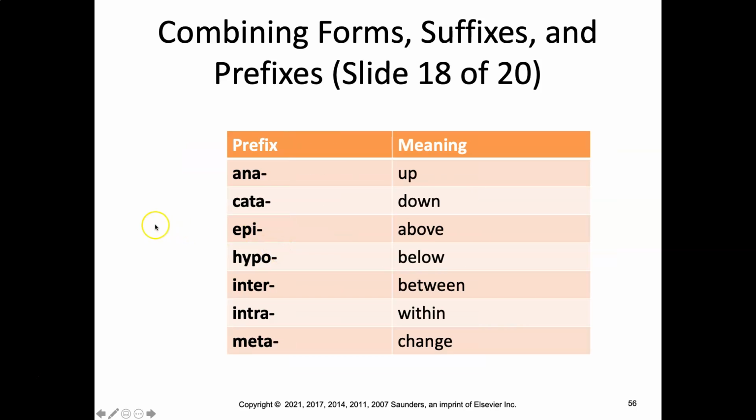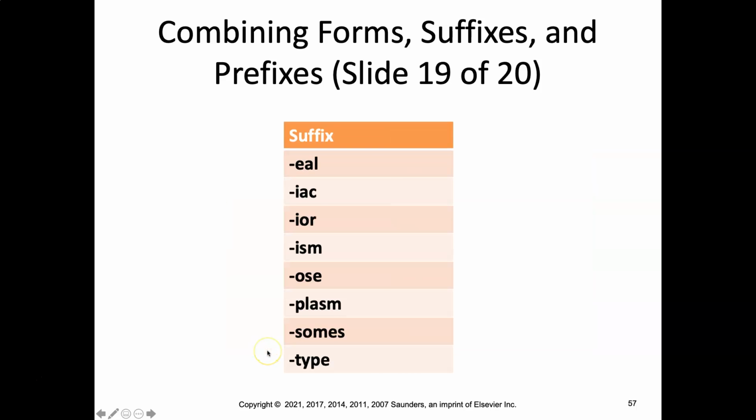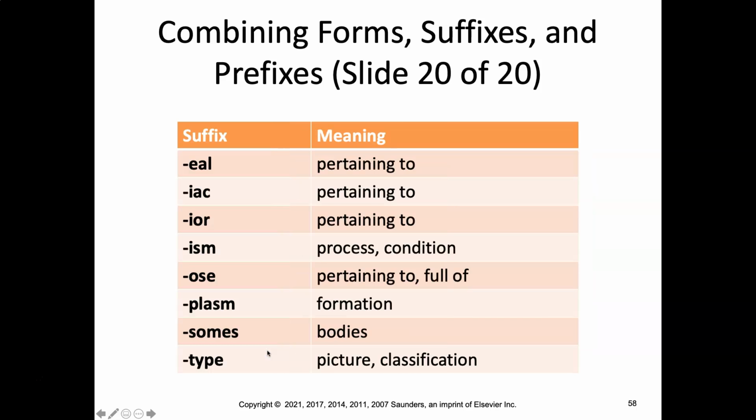Now some prefixes: ana, cata, epi, hypo, inter, and intra. Watch out, inter and intra, they mean two different things. Meta. And then some suffixes: eel, eac, eor, ism, os, plasm, somes, and type. And I want to point out here, look, we've got 4 of them that mean pertaining to. As I warned you, there's all sorts of ones that mean pertaining to.